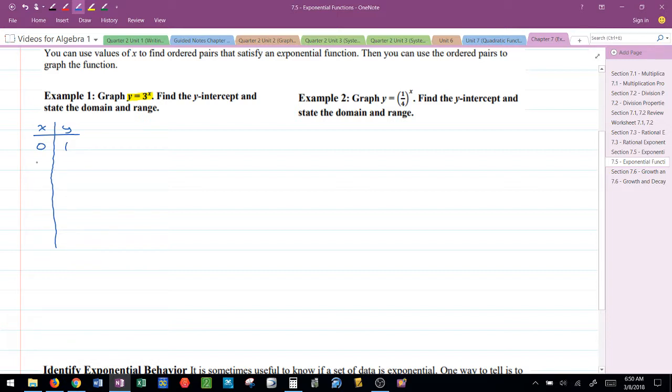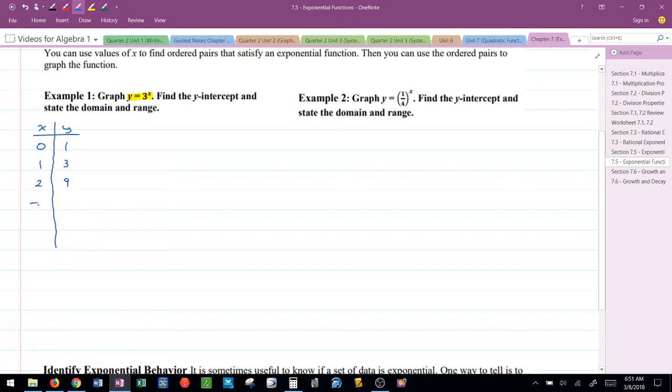I'm going to try another number. What if I plug a 1 in? Well, that would give me 3 to the first. 3 to the first is 3. I'm going to plug another positive number in, I get 2. That gives me 3 squared. 3 squared is 9.